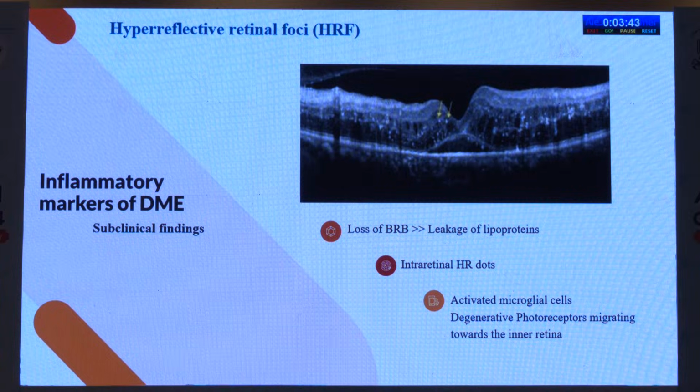Inflammatory markers are hyperreflective retinal foci. They are due to the loss of the blood retinal barrier and leakage of lipoproteins, and sometimes they are labeled as activated microglial cells, degenerative photoreceptors migrating towards the inner retina.